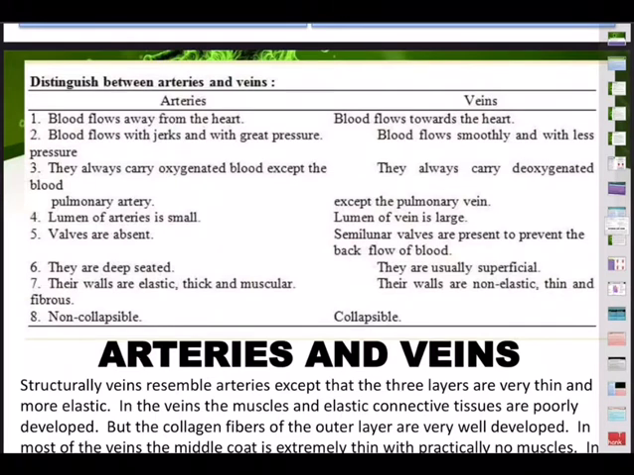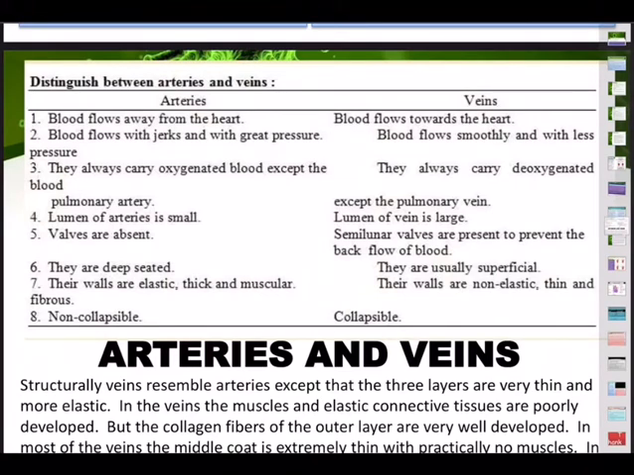Basically they are tube-like structures in which the blood flows, and arteries carry pure blood from the heart to different parts of the body. That of course, right from junior classes, you know it. And veins in general carry impure blood from different parts of the body into the heart. So in arteries blood flows away from the heart, and in veins blood flows towards the heart. Blood flows with jerks and with great pressure in the arteries. In veins, blood flows smoothly and with less pressure.